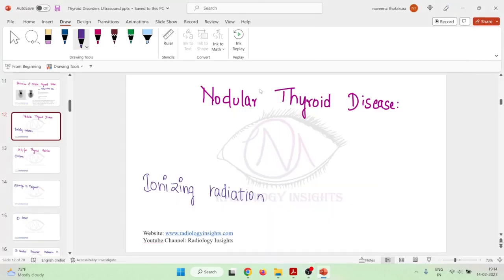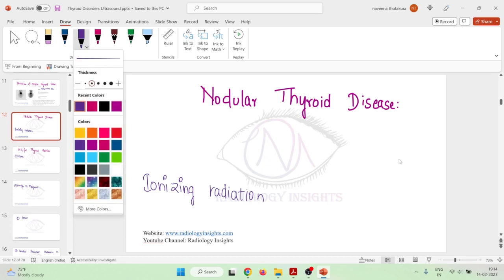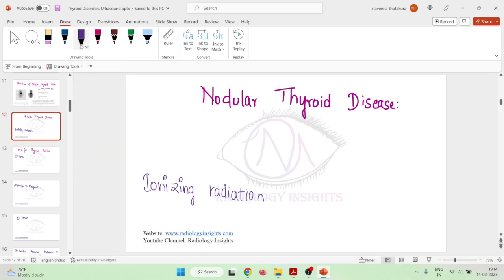Hello friends, let us now learn some important points about nodular thyroid disease. If you see the thyroid gland which we have been reading, this thyroid gland can manifest with nodules, either one nodule or many nodules or multiple nodules.